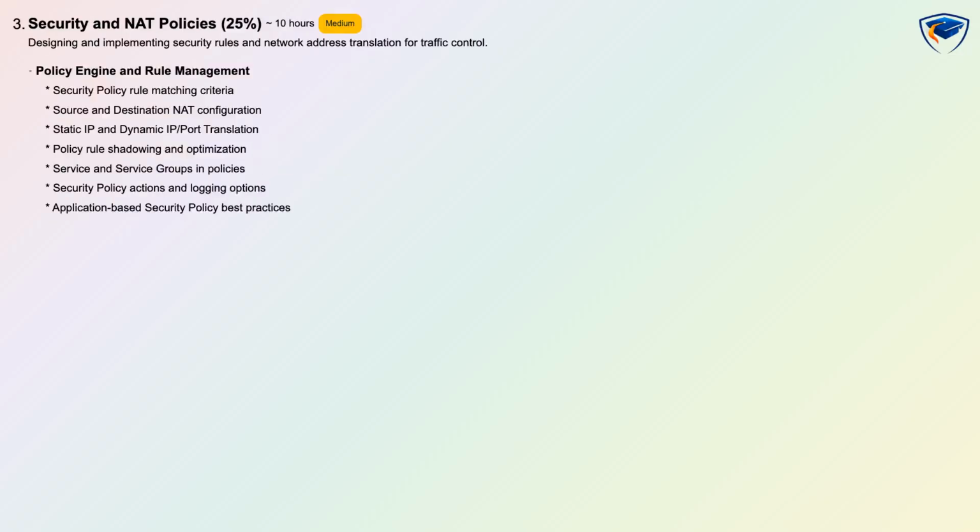Security and NAT policies is 25%, medium difficulty with 10 estimated study hours and conceptual plus scenario questions. You will learn the policy engine, how security policy rule matching works, and how to design and implement security rules for real traffic. NAT topics include source and destination NAT, static IP and dynamic IP port translation, and how NAT interacts with policies in common deployment scenarios.